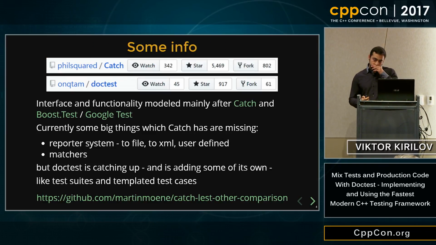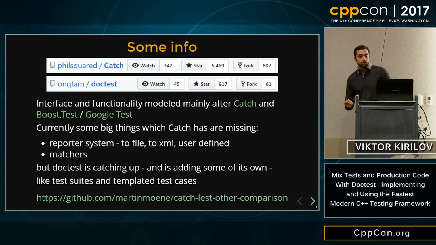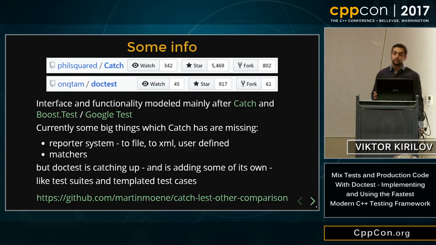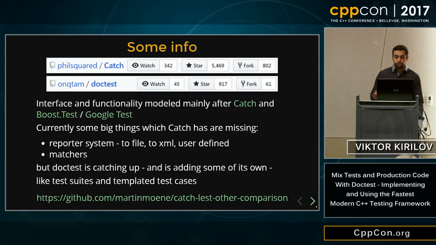So first of all, Doctest is heavily influenced by Catch, and it models its interface to a great extent. Currently, a few big things which Catch has, Doctest is missing, like a reporter system, to XML and to other formats, and also matchers, but Doctest has some features of its own, like test suites and templated test cases. There is also this great repository by Martin, which compares Catch, Lest, and Doctest, which are three very similar frameworks. All three of them are single header and support similar features.